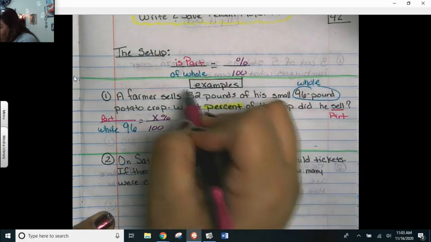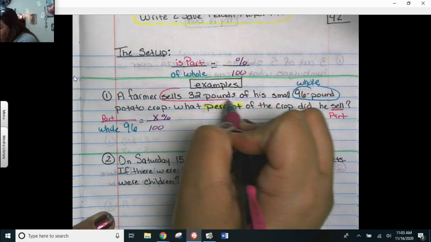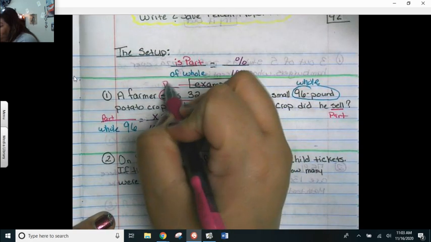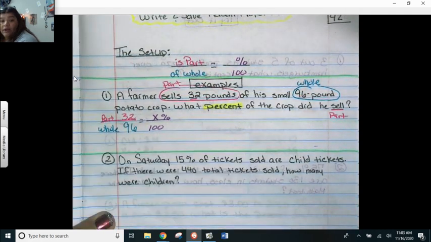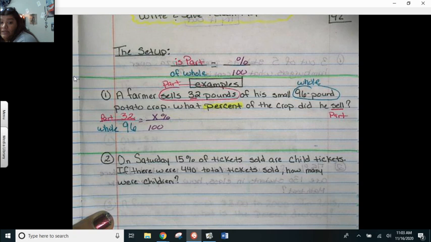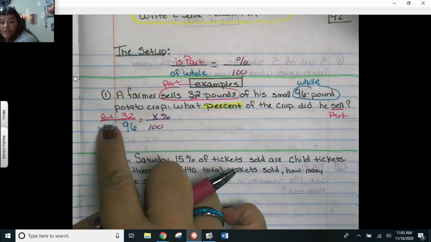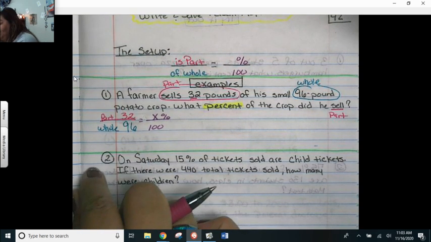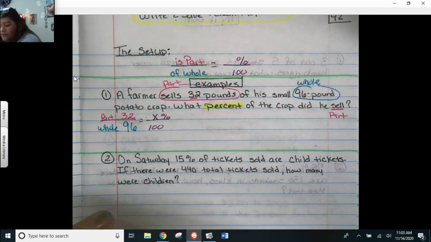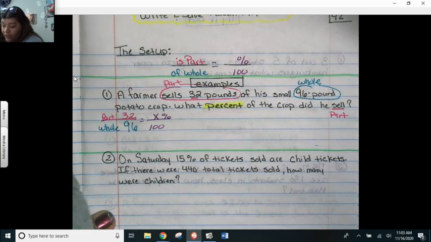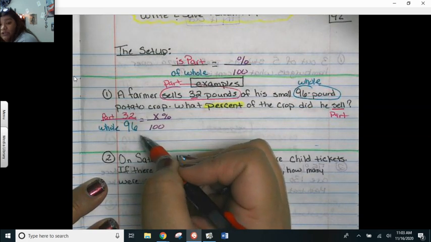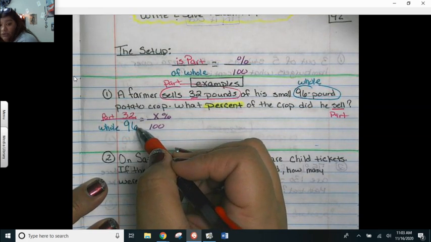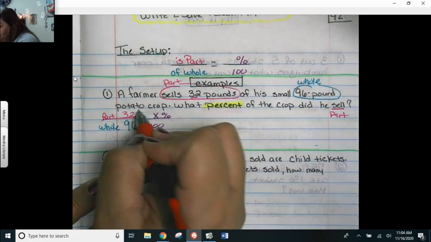They always ask you what part they want. I want the part that he sold. Well, he sells 32 pounds, so 32 is my part. You don't have to write the units down because it is just a percentage. Again, we just have part to whole. That's your job. And the majority of the time, the part will be smaller than the whole, unless, of course, the percent is greater than 100. Now we're going to solve these the way we have been. You can simplify this fraction first if you wanted to, and you'll get the same answer.